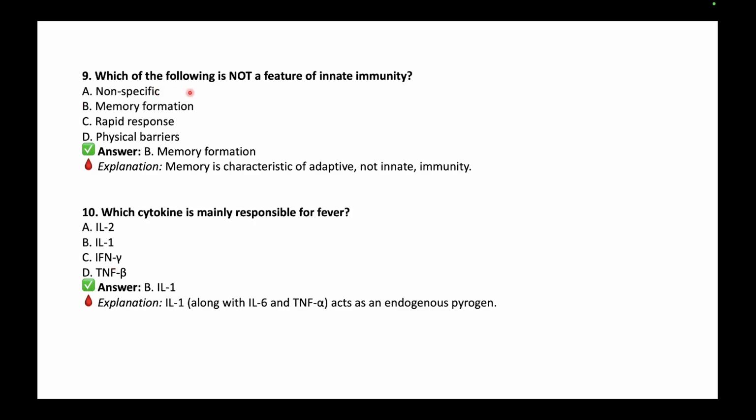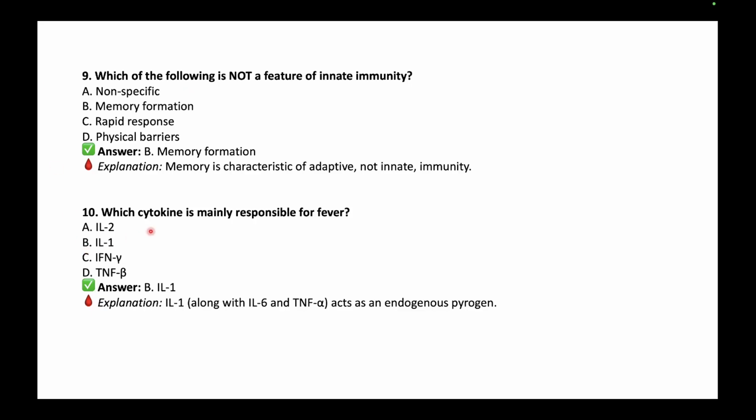Which of the following is not a feature of innate immunity? Non-specific, correct. Innate immunity is not specific. Memory formation, no. For innate immunity, there is no memory. It is only for the adaptive one. And rapid response, correct. Physical barrier, that is also correct. It includes the skin and all the mucosal areas.